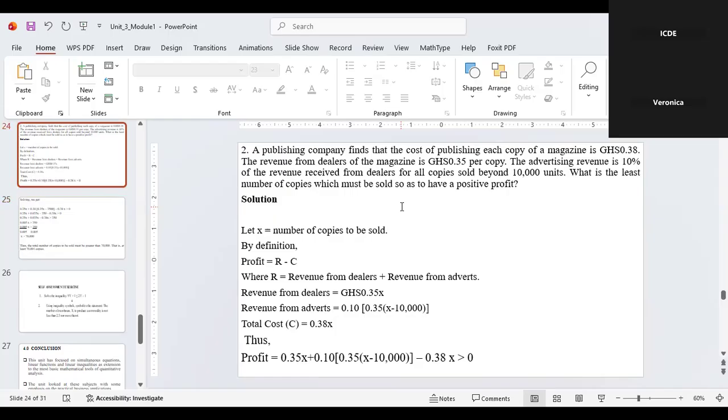Where we wrote revenue from adverts. So we are saying it's 10% of revenue received from dealers of all copies sold. So this one, can it be written this way? Don't stop there. Of all copies sold beyond 10,000 units. That is the key point.